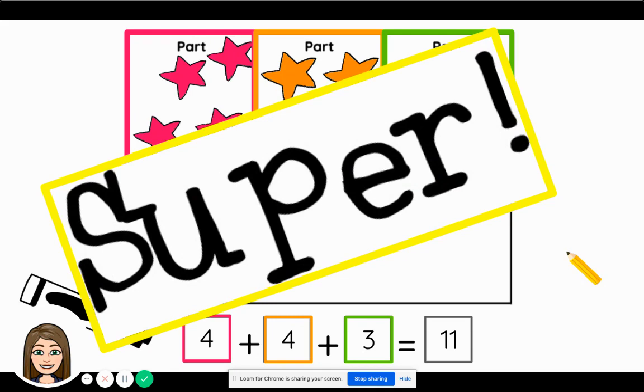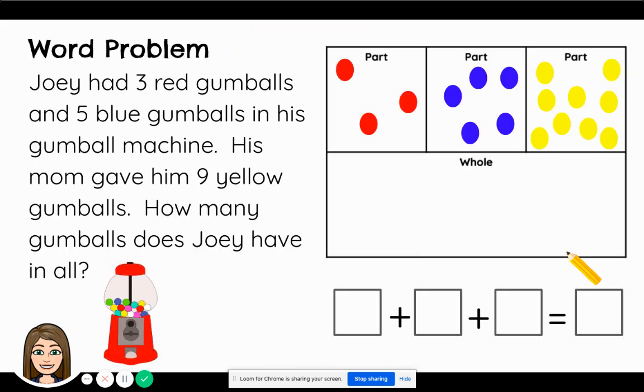Super, first graders. Let's solve this word problem together. Joey had 3 red gumballs and 5 blue gumballs in his gumball machine. His mom gave him 9 yellow gumballs. How many gumballs does Joey have in all? Turn and tell someone at home how you would solve this problem.